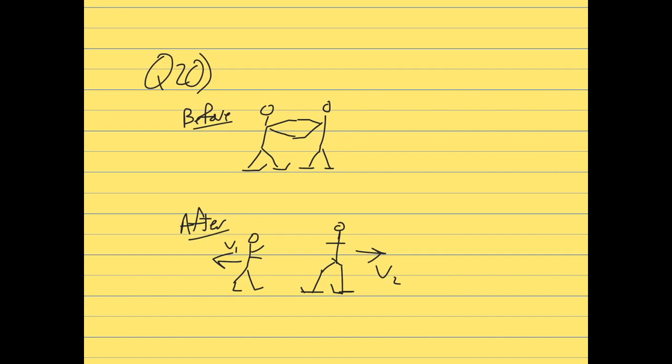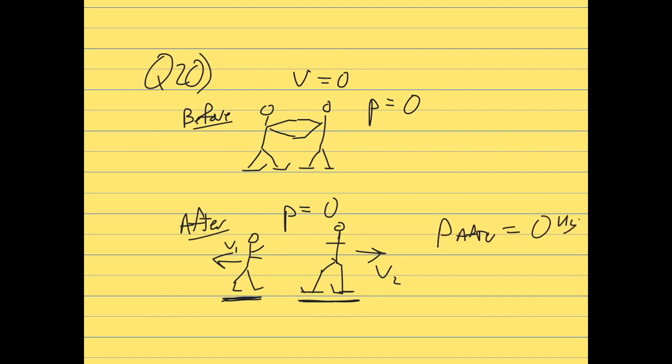Question 20. In question 20 we have two skaters. They're initially at rest, so v for each of them equals 0. v1 and v2 equal 0, which means that the momentum is 0. The total momentum for the system is 0. If the total momentum for the system before equals 0, that means the total momentum for the system after has to equal 0, because there are no outside forces, which means the momentum of skater number 1 in the negative direction has to equal the momentum of skater number 2 in the positive direction. So the question asks, what is the total momentum of the system after they push off? Even though they both individually have momentum, the total momentum after equals 0 kilogram meters per second.